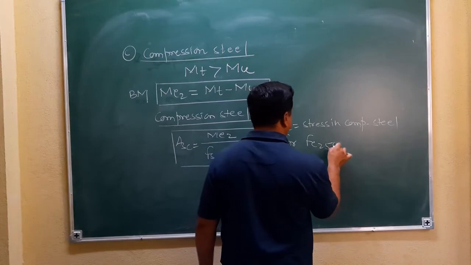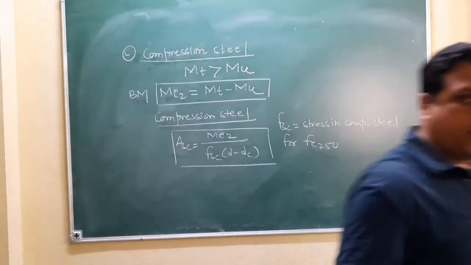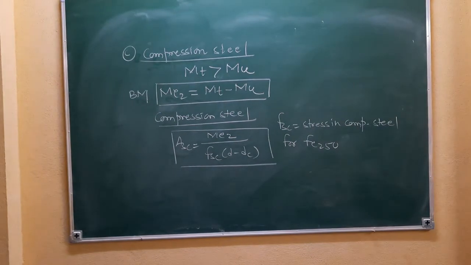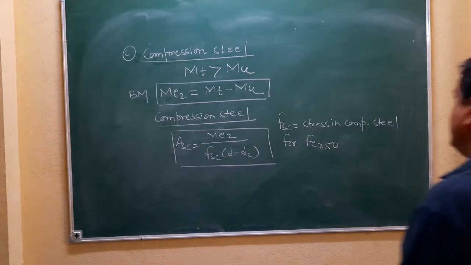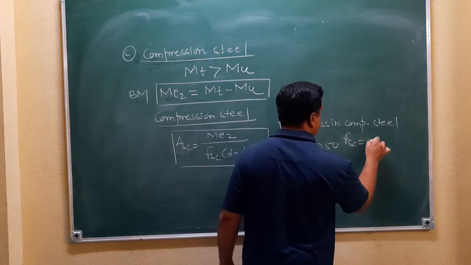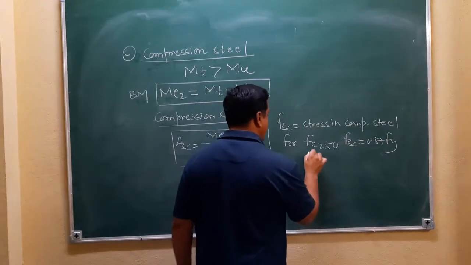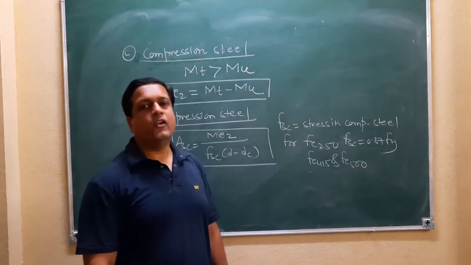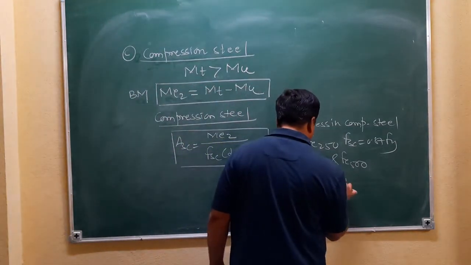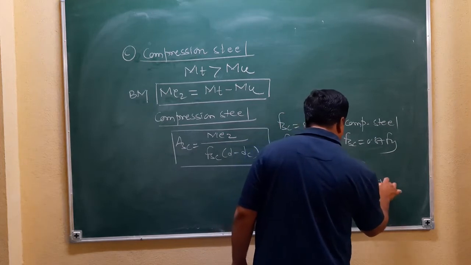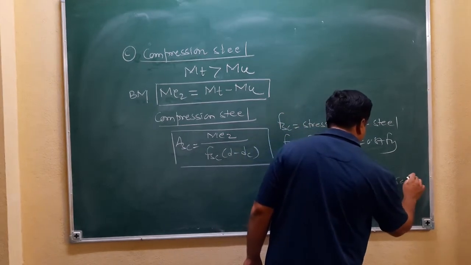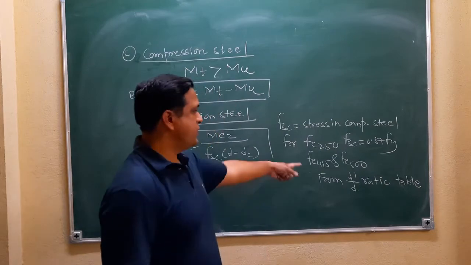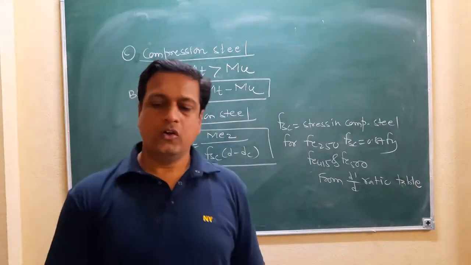For Fe250, FSC is equal to 0.87 Fy, and for Fe415 and Fe500, you have to take the value of FSC from the D dash upon D ratio table.